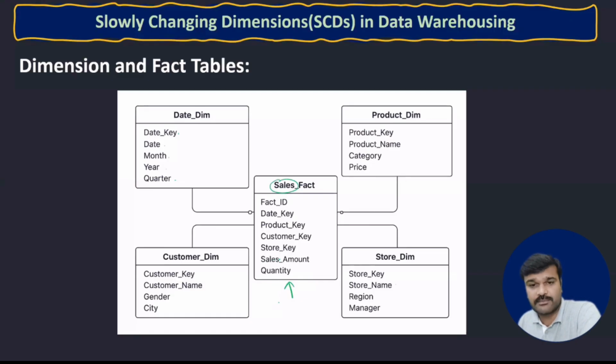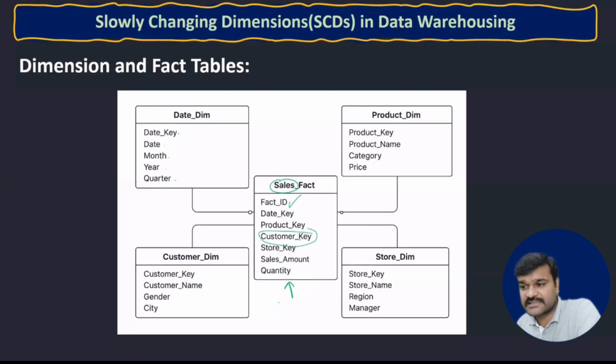So what is going to happen? This sales data is going to increase like anything. Every day you are going to have 10 to 20,000 records added to your database. And when you just look at the sales, you cannot tell who the customer is just by seeing this table.